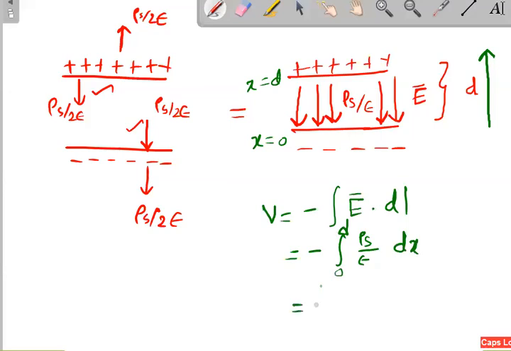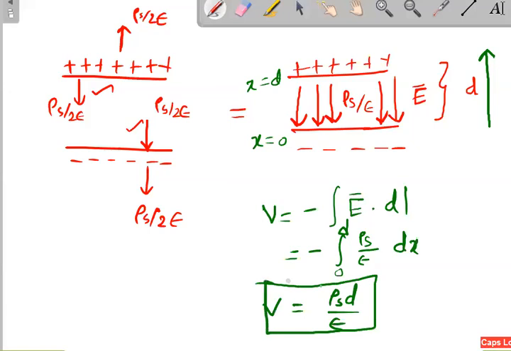Is it correct? Limit varies from 0 to d, and I think some minus plus problem is there. Yes, initial to final. Anyway, that minus we will clarify later. Once you do not worry about that minus, you will get rho s d divided by epsilon. What is the voltage you are getting? Rho s d divided by epsilon.